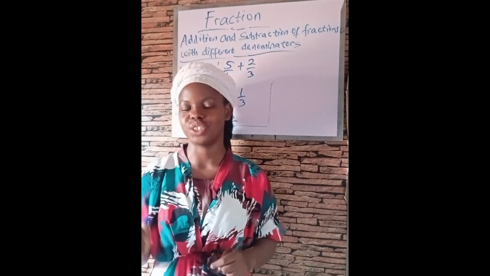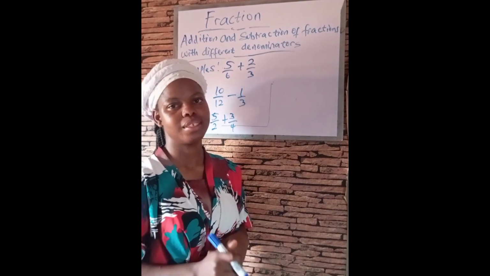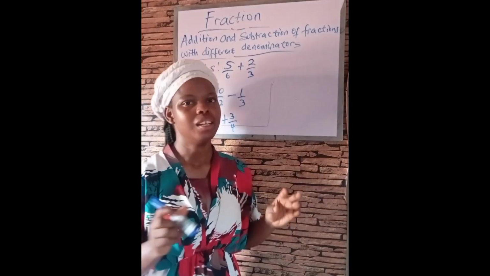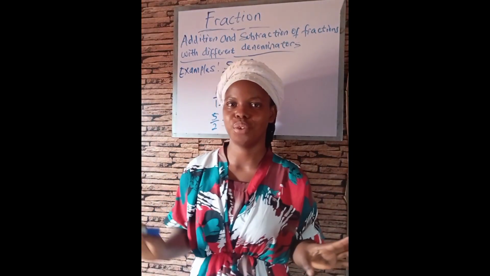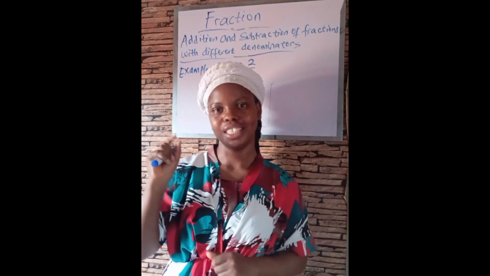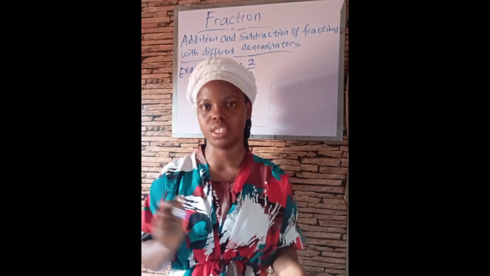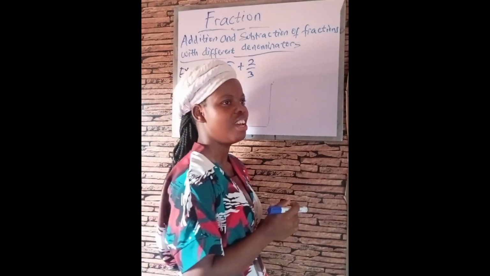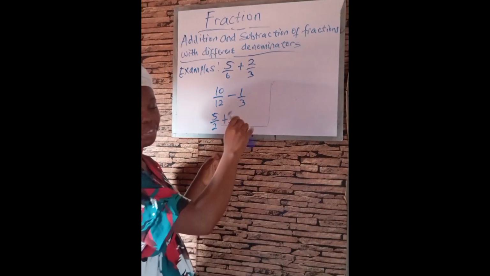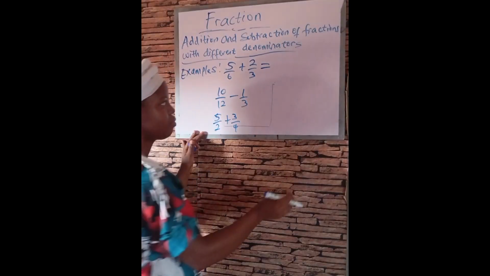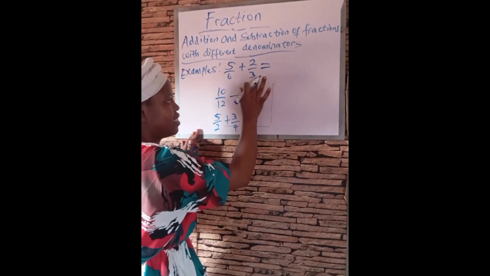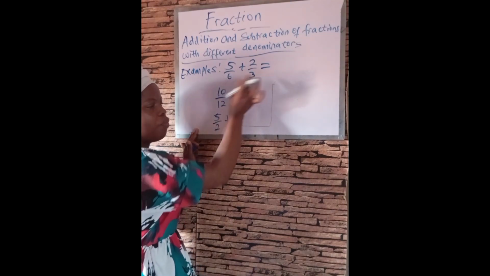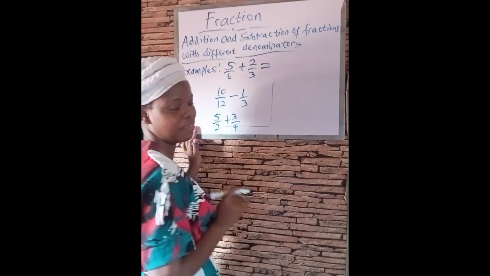Addition and subtraction of fractions with different denominators. Remember, when we did addition and subtraction of fractions with the same denominator, that's very simple and straightforward. You just keep one denominator, then you apply any operation that you see. So now in this case, it's totally different. When they have different denominators like this, the first thing to do is to look for the LCM of the denominators. The bottom number, look for their LCM. That's the first thing to do.